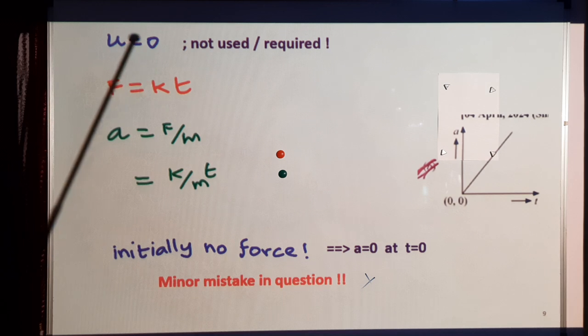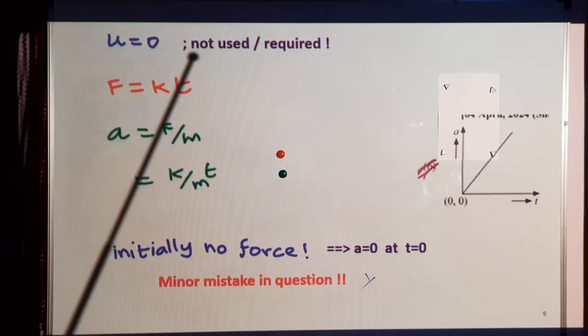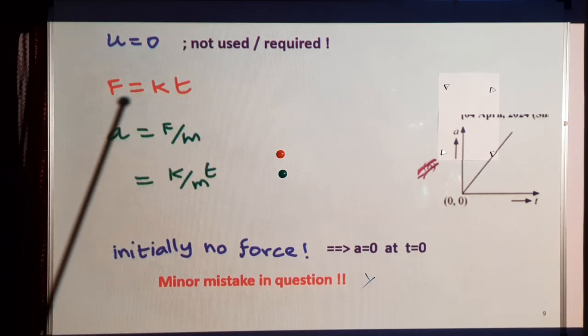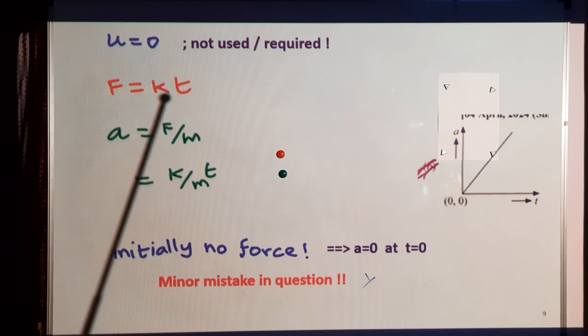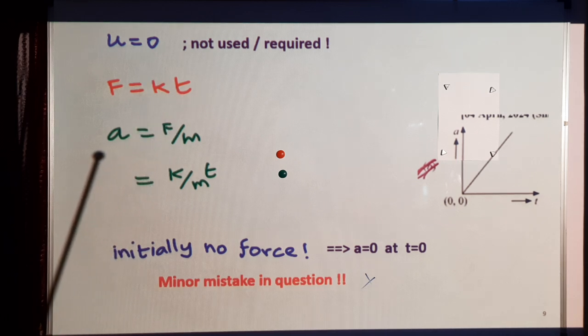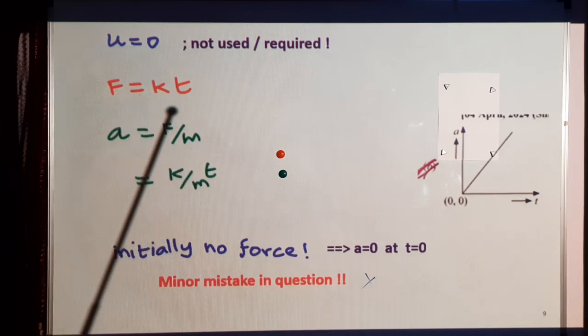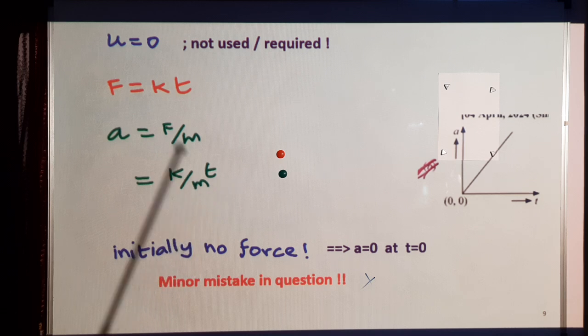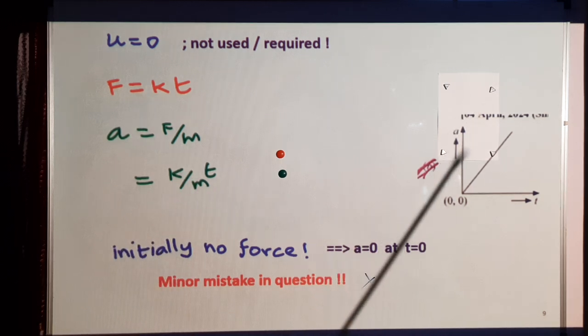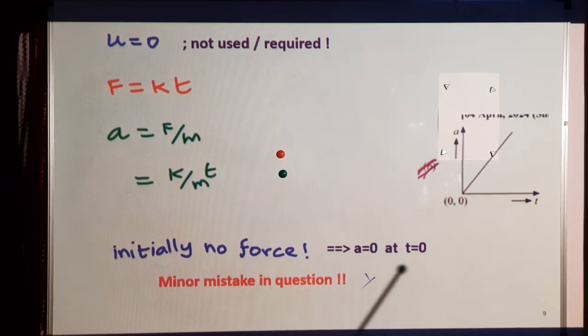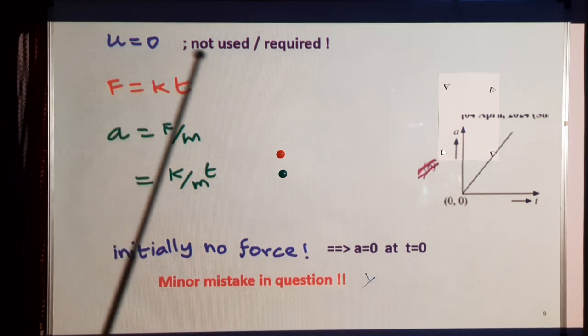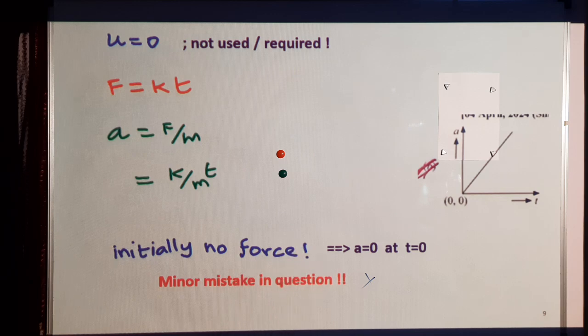So in the question they have given, initially it's at rest, that is u is 0, but that's not actually required. Force is linearly increasing with time, this is given in the question, and k is a constant. Acceleration is force by mass, Newton's second law. So it's k by m into t. Mass and k are constants. So acceleration is proportional to time. And initially the force is 0, that is at time t equals 0, force is 0. In that case, option B is the correct one. So instead of saying initially it's at rest, they should have mentioned initially there is no force.